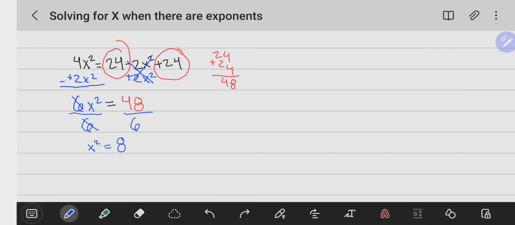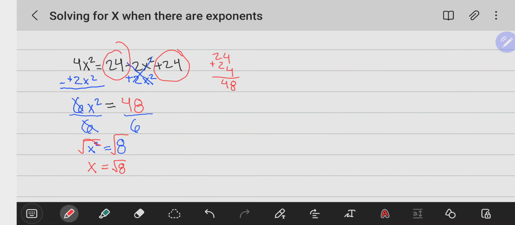Okay, so in order to get rid of this squared, we're going to have to take the square root. Okay, so let's go ahead and take the square root of x squared. Okay, and we are also going to have to take the square root of 8. All right, so then x squared becomes x because the radical cancels out the 2. And now we're left with x equals radical 8. All right, so now that you have x equals radical 8, that would be your answer.